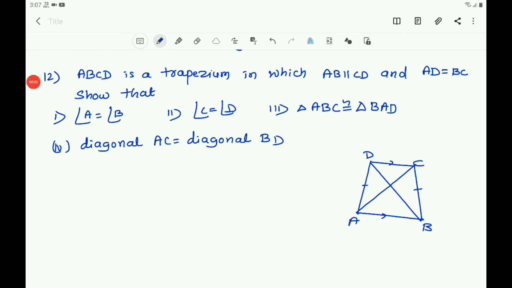Now question number 12. The question is: ABCD is a trapezium in which AB is parallel to CD and AD equals BC. Show that first, angle A equals angle B; second, angle C equals angle D; third, triangle ABC is congruent to triangle BAD; fourth, diagonal AC equals diagonal BD. Here you write the solution.